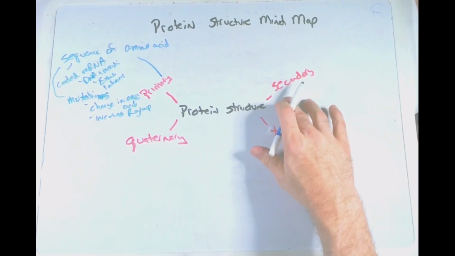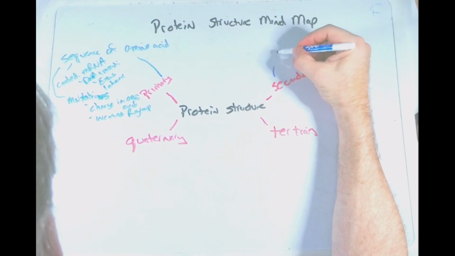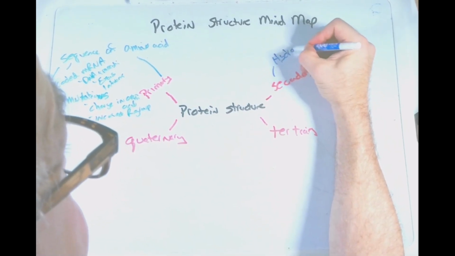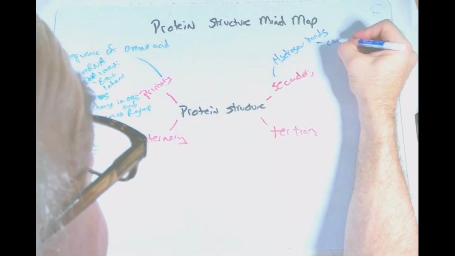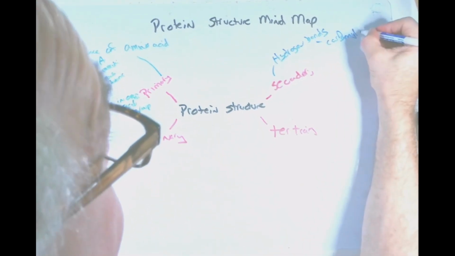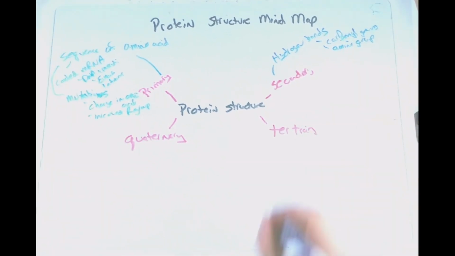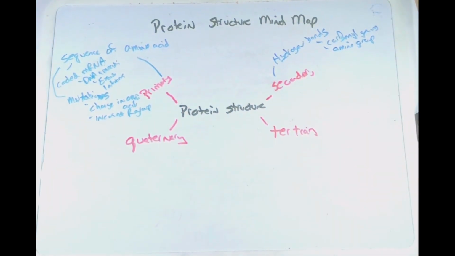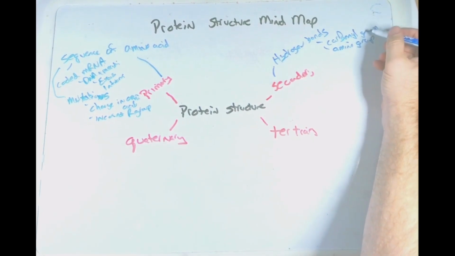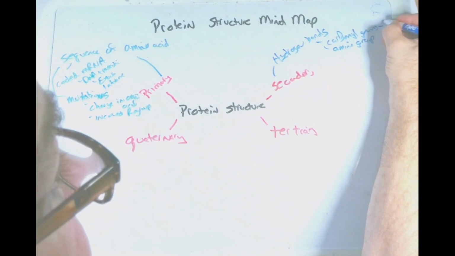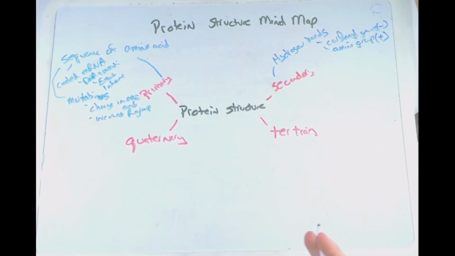If we take a look at secondary protein structure, what we're going to see is basically the relationship of hydrogen bonds, and these are going to be hydrogen bonds between the carbonyl group of one amino acid and the amino group of another amino acid. If we take a look at this, the negative charge of the carbonyl group, so we can indicate that it's negative over here, is going to be attracted to the positive charge of the amino group.